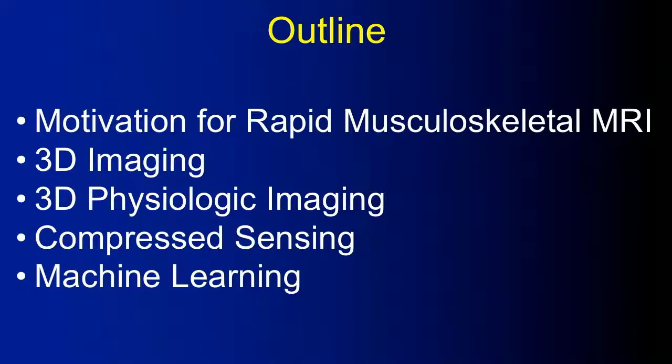As an outline, I'm going to talk a little bit about the motivation for rapid musculoskeletal MRI, some anatomic 3D imaging with more physiologic contrast or information, and then what the newer technologies such as compressed sensing and machine learning can do for us in this area.